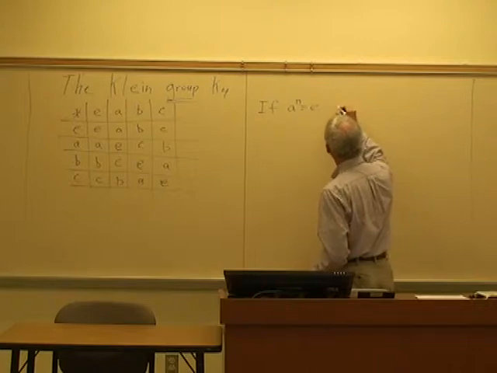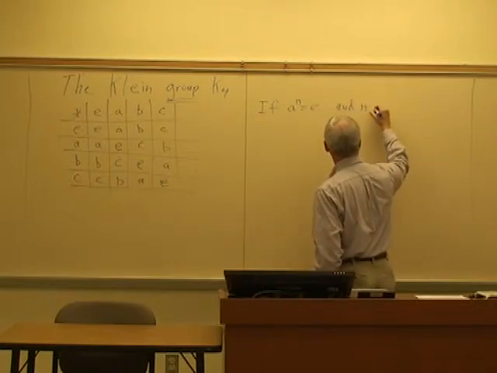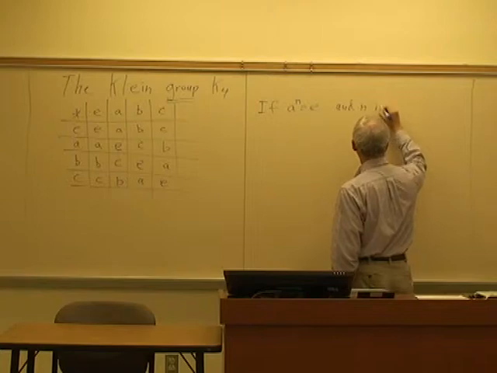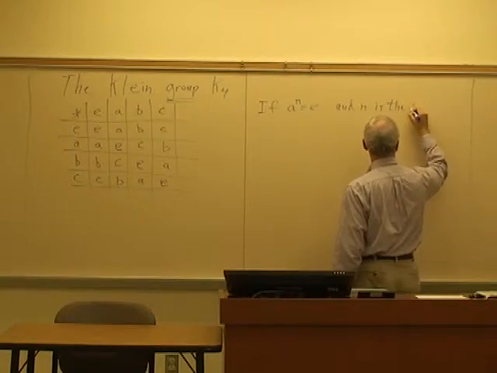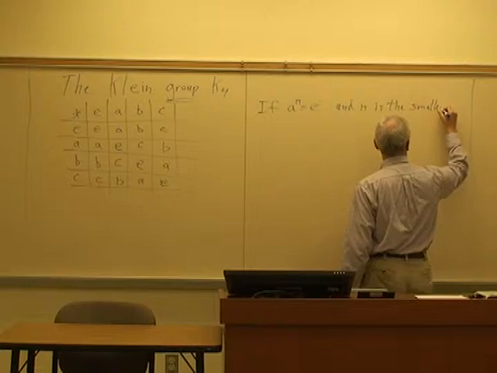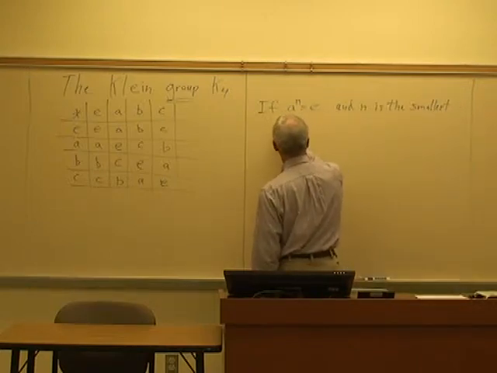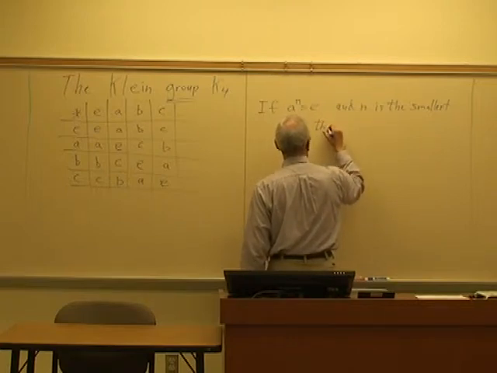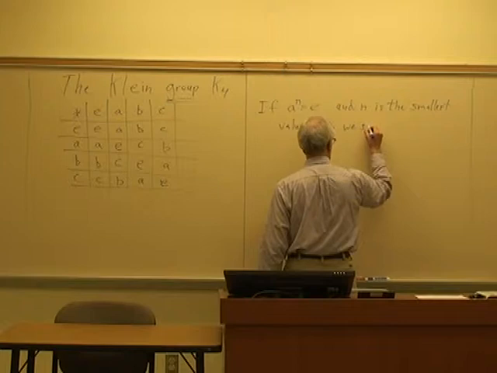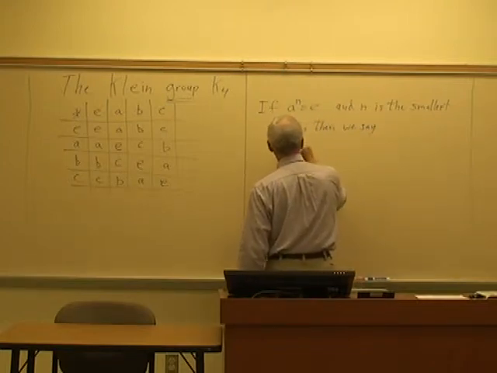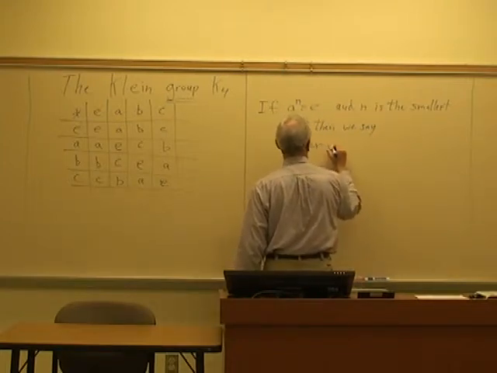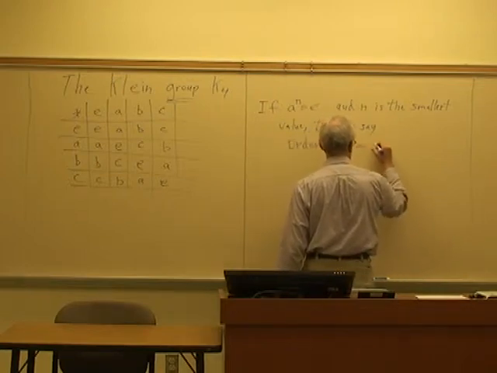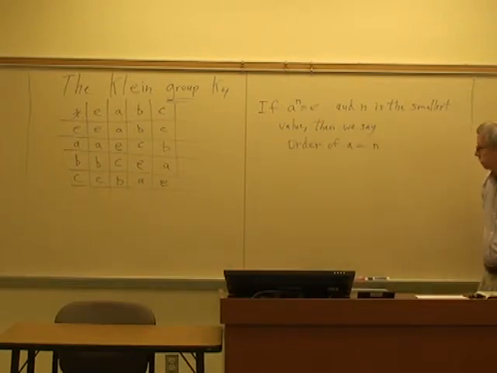If a to the n is e, and n is the smallest value that does that, we say that the order of the element is the smallest value that works. We say the order of A is n.